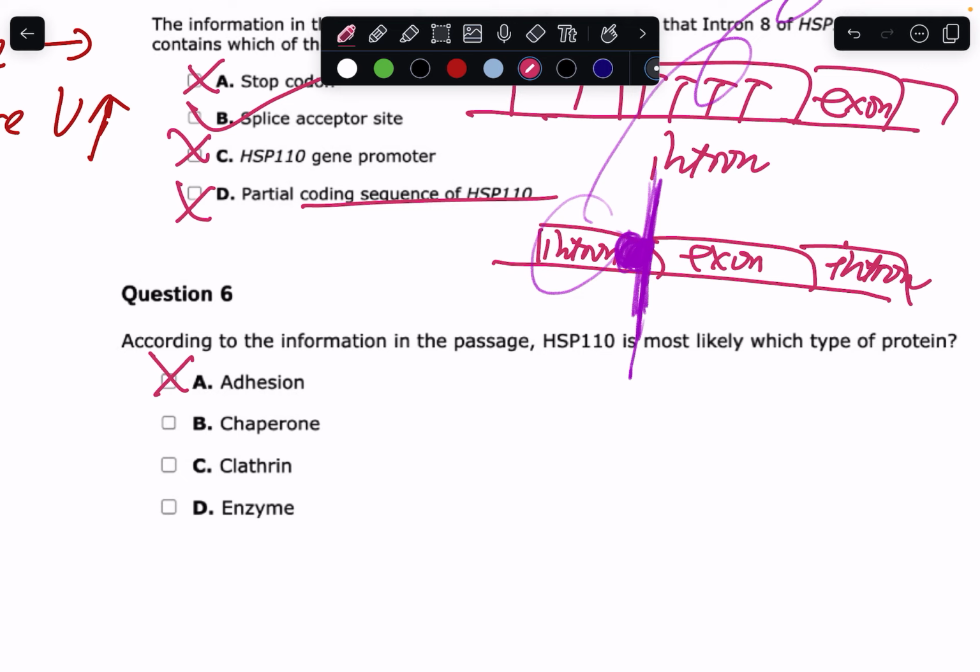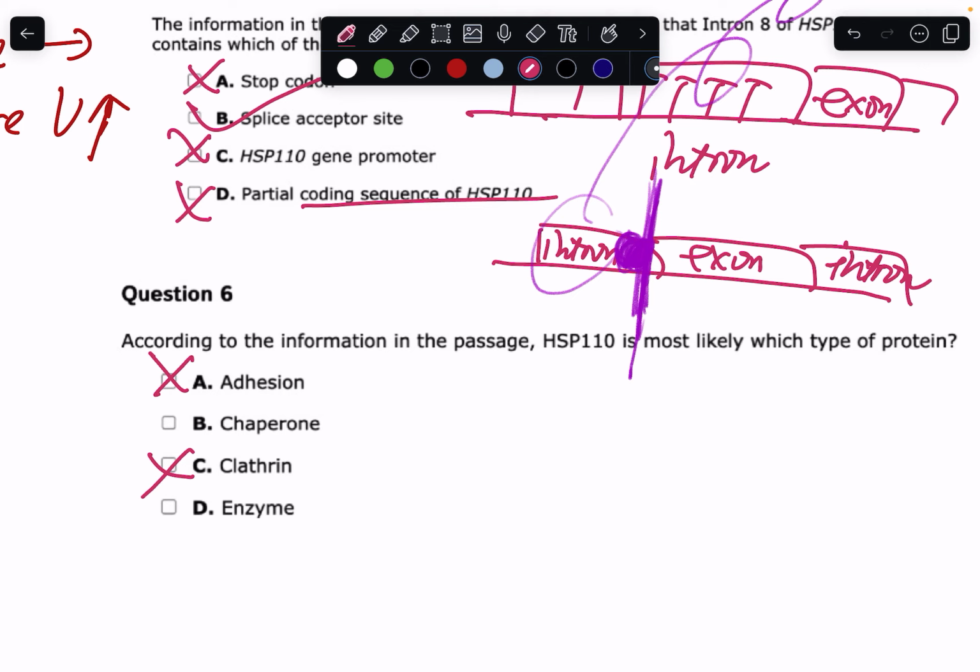Let's keep reading, okay? So C says clathrin, okay? And I think you might remember from your cell biology or molecular biology class that clathrin is the vesicle coat that wraps up the molecule, and then this vesicle can travel inside the cell, right? You might have heard of clathrin-mediated endocytosis, okay? So this really is more about transportation instead of protein folding or any reduction of aggregation. So I can eliminate C, right?